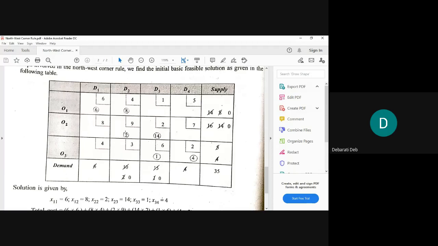In O2, D2, again we will compare the column total and the row total. What is the column total now? In O2, D2, what is the column total now? Tell me. 2. It is 2. So we will compare 2 with how much? With 16, right? Because from this row total, nothing has been exhausted. This is the first operation that we are doing. So 16 and 2 has to be compared.